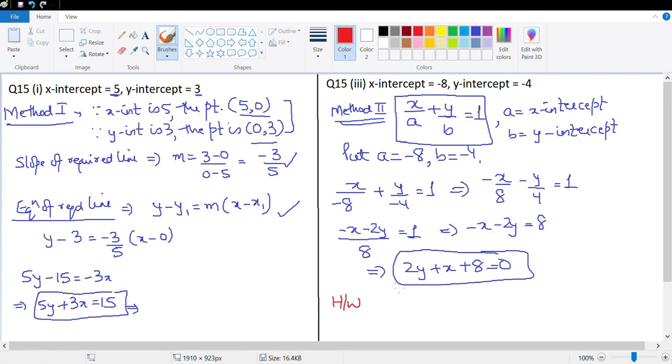Let's look at some homework questions for you. So question number 4, question number 6, question number 12, and question number 14. That's about it.